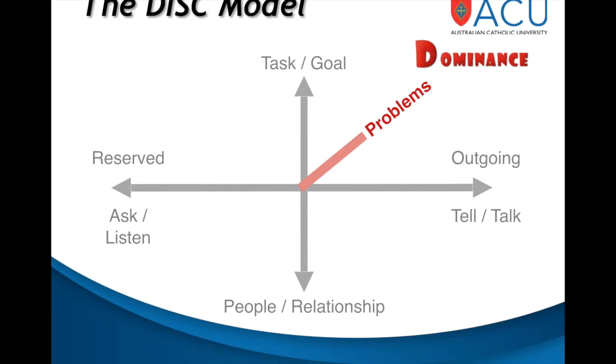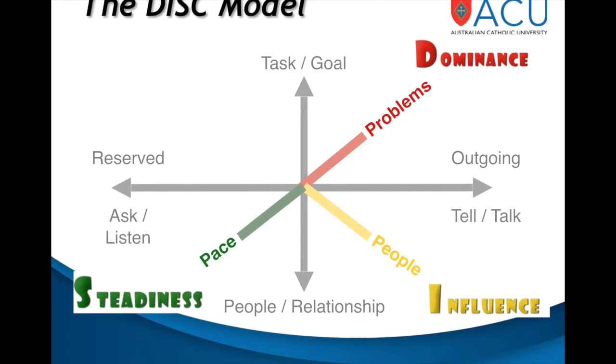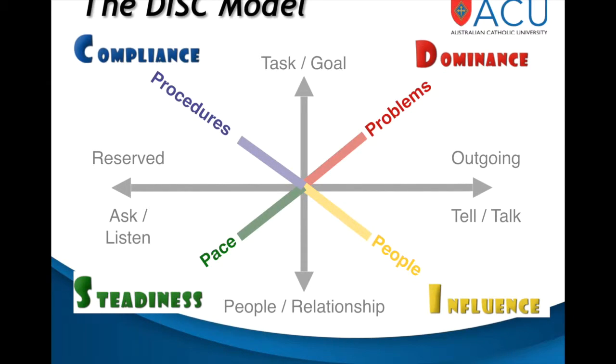Up in the top right, we've got dominance. Main focus here is about problems, solutions, and likes quick decisions to be made. On the bottom, we have influence. Top priority here is about people, relationships, and likes to do a lot of talking and networking. On the bottom left, we've got steadiness. Main concern is about pace, flow and rhythm. And then on the top left, we've got compliance, which is all about policies, procedures, making sure jobs are done right, logical, and well thought out.